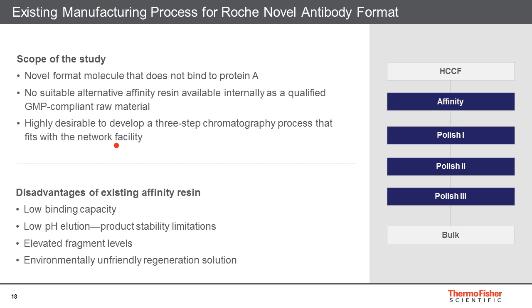And it was highly desirable for them to develop a process which was reduced to 3 steps, which could fit in their network facility. The disadvantage of the existing affinity resin they used: it had a low binding capacity, it needed a low pH elution, which gave them some product stability issues. It had elevated fragment levels and an environmentally unfriendly regeneration solution.